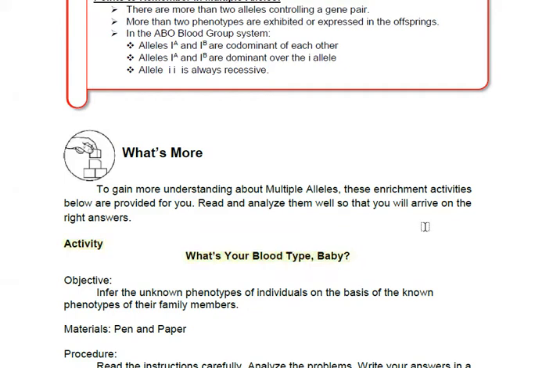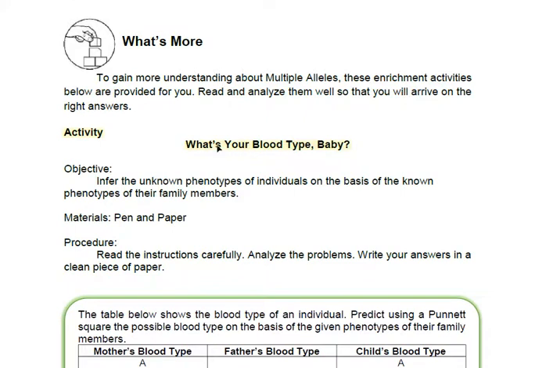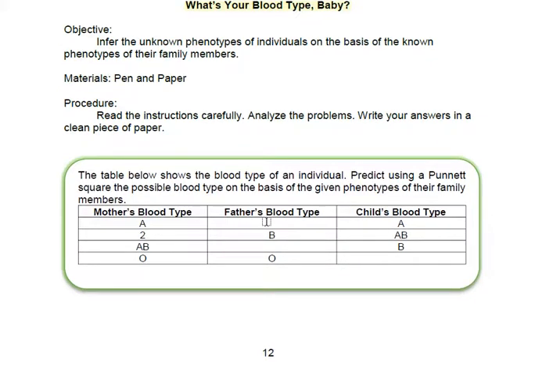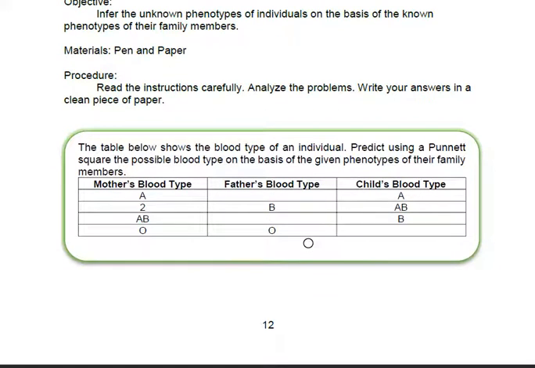What's your blood type, baby? The objective of this activity is to infer the unknown phenotypes based on the known phenotypes of their family members. So, you read the instructions carefully and analyze the problems and write your answers in your yellow pad. So you copy this table, then you will put your answers here on the blank spaces. Okay? I think this is blank. Okay, so kani siya blank ni siya ha, dili 2. Pero blank na siya.